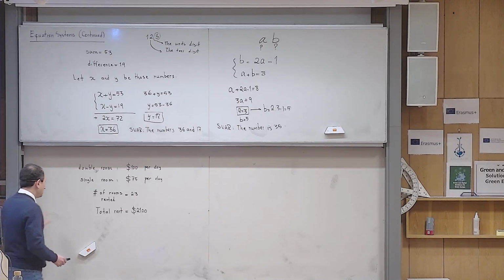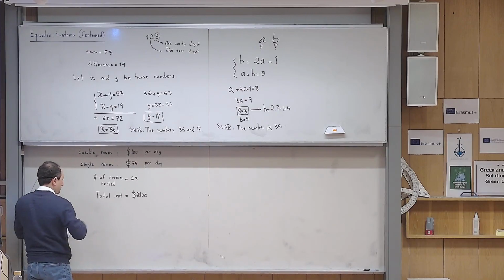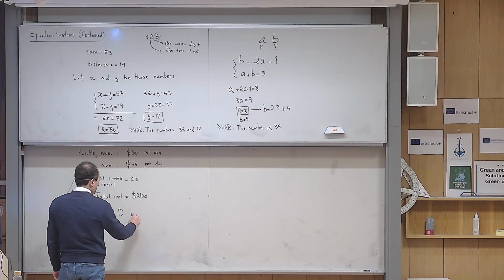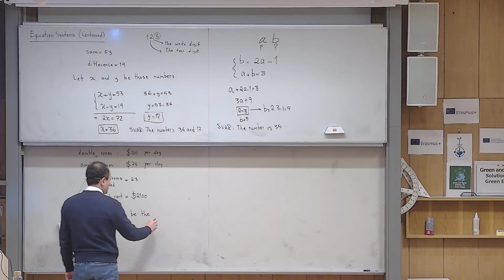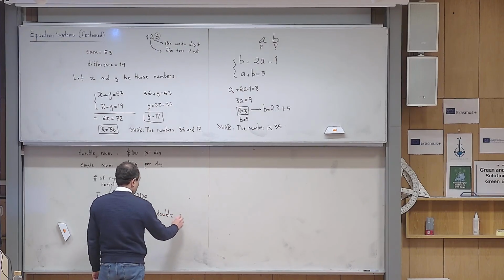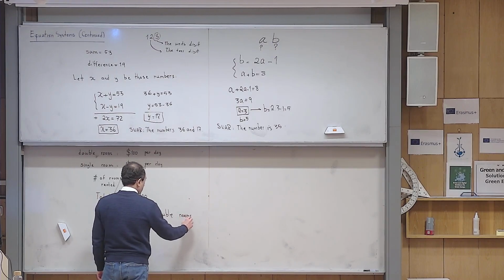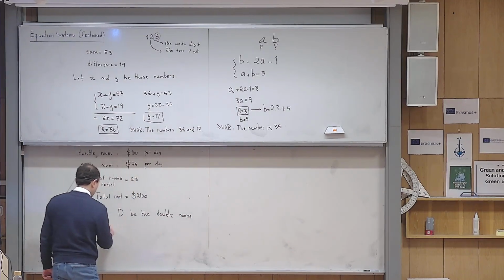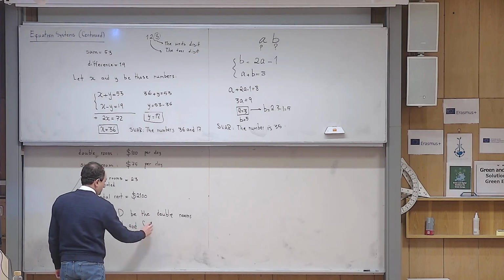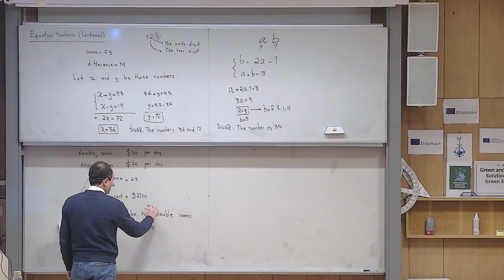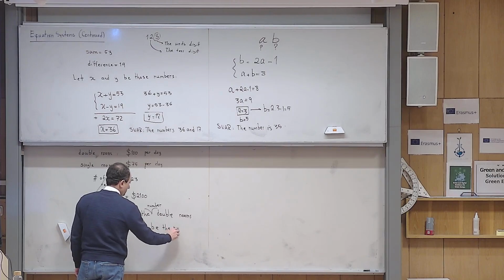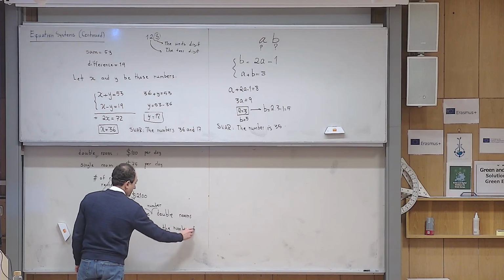So you go here and start a sentence like this. Let, for example, D be the number of double rooms rented, and for example S be the number of single rooms rented.